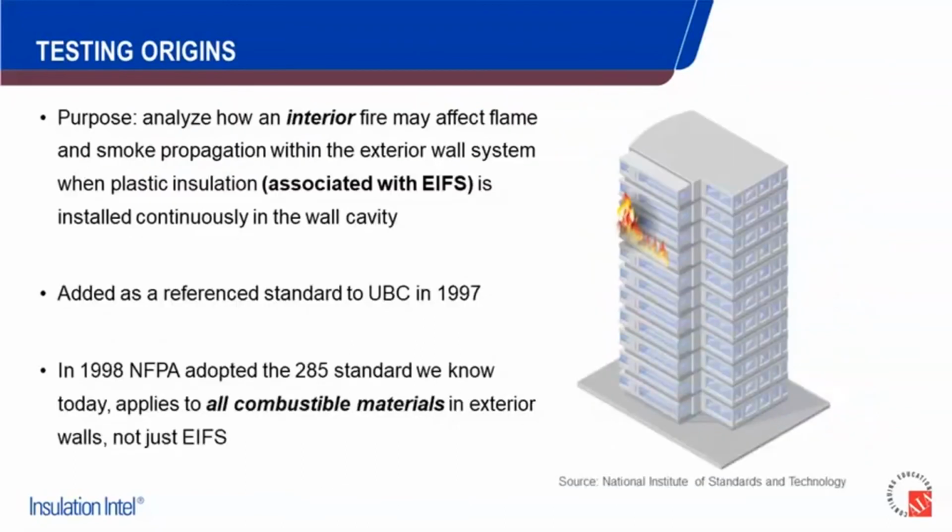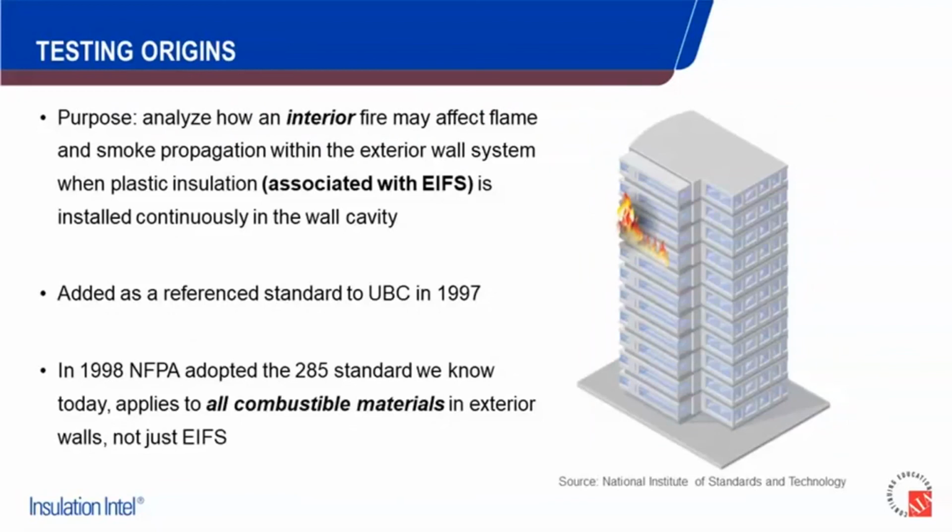Specific to this test, it was really focused on analyzing how an interior fire can affect exterior flame propagation via the exterior facade of that assembly, knowing that in an EIFS type application, we have some fairly highly combustible materials in that system. It was added as an actual specific reference to UBC in 1997. And then the test that we know today, the NFPA 285 standard, was rolled out in 1998.